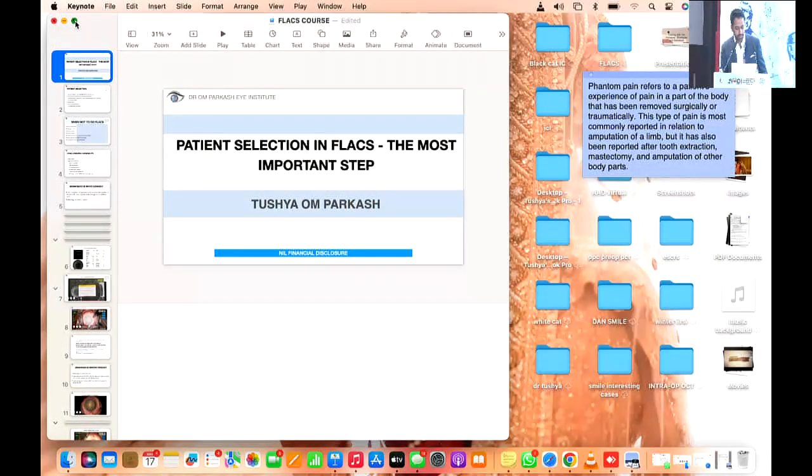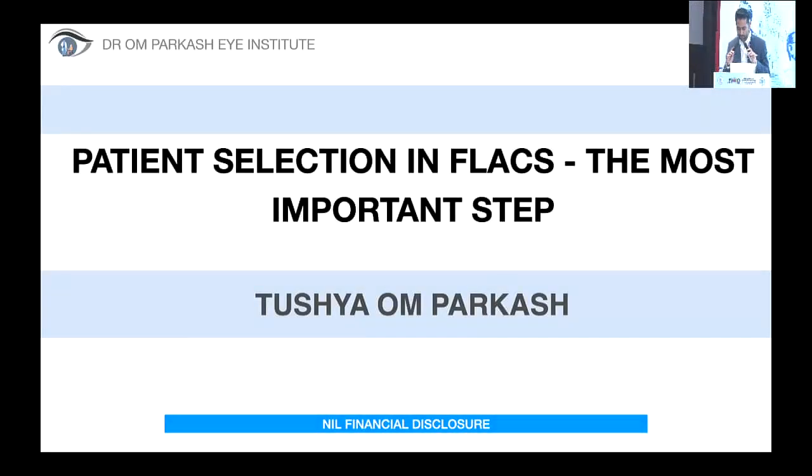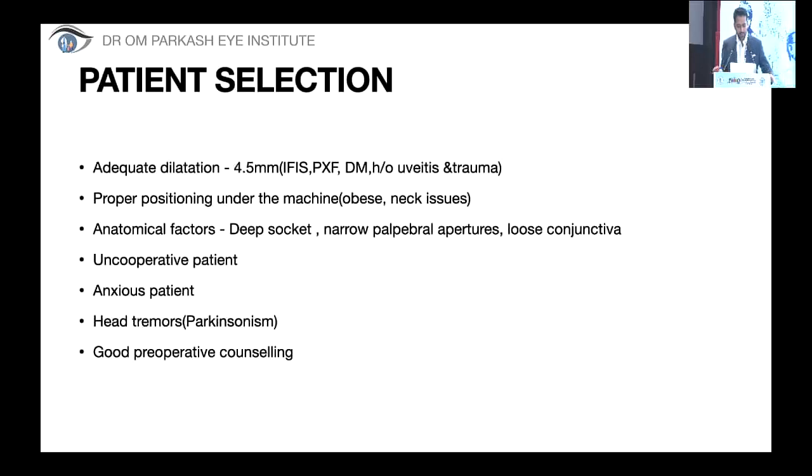So, as told by sir, I will be taking up patient selection in FLACS, the most important step. For me, there are a couple of things which are important for patient selection. First of all, the pupil should be adequately dilated. Preoperatively, we always analyze this, so my cutoff is 4.5 millimeter. And specifically patients on IFI, pseudoexfoliation, diabetes mellitus, history of uveitis and trauma, we check, and I always start NSAIDs 1 or 2 days before, so as to prevent any intraoperative meiosis.